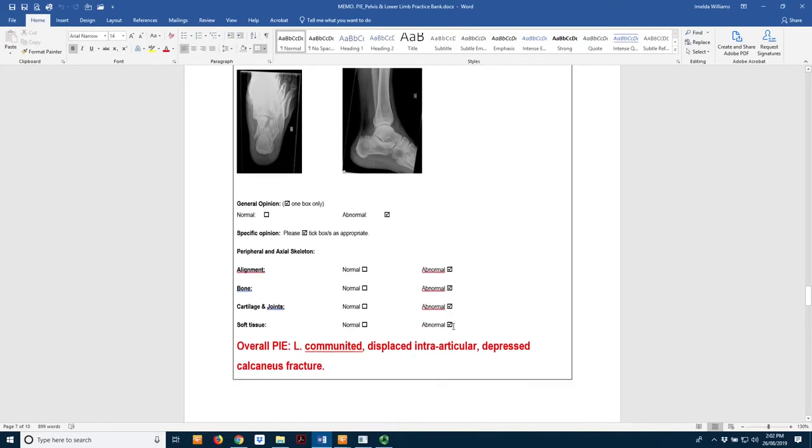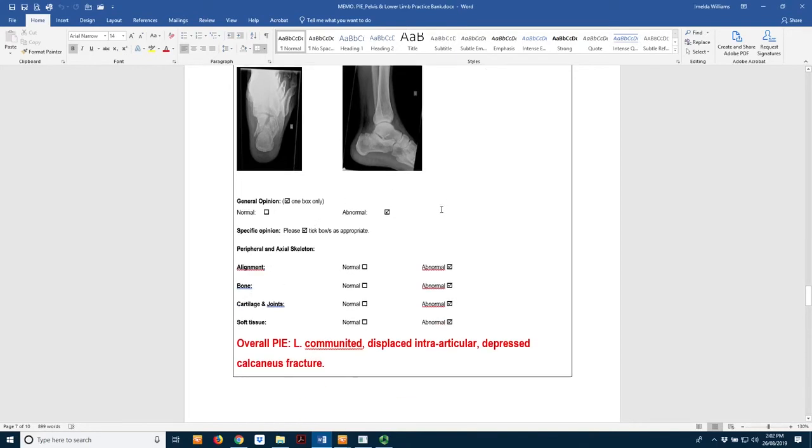So on our forms then, the general opinion is that it's abnormal. The alignment is abnormal because of the displacement. The bone obviously is abnormal. The cartilage and joint is abnormal because this is intra-articular. And then also there is soft tissue swelling. So the overall PIE is there's a left comminuted displaced intra-articular depressed fracture of the calcaneus.